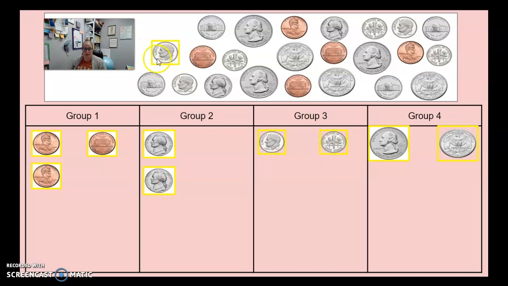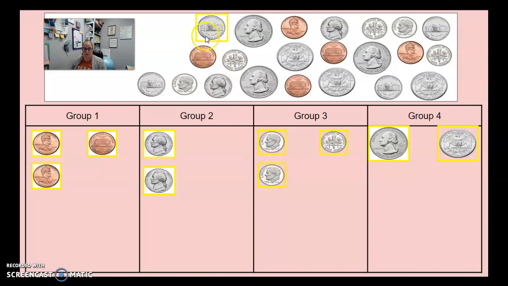The next one we have is a little bitty coin also, and I'm going to match it. So where's it going to go? Group 1, 2, 3, or 4? That's right. It's going to group 3. But is it going to go on the head side or the tail side? That's right. It's going over to the head side because I see a picture of his head.